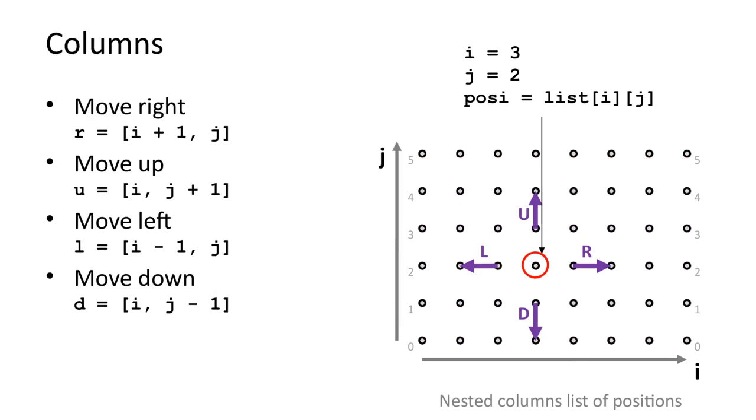For navigation, we need to be able to move up, down, left and right. The calculations are very simple. We just add or subtract one from either the i or the j index.